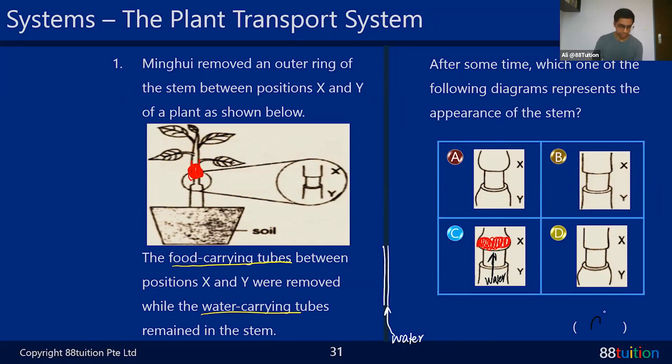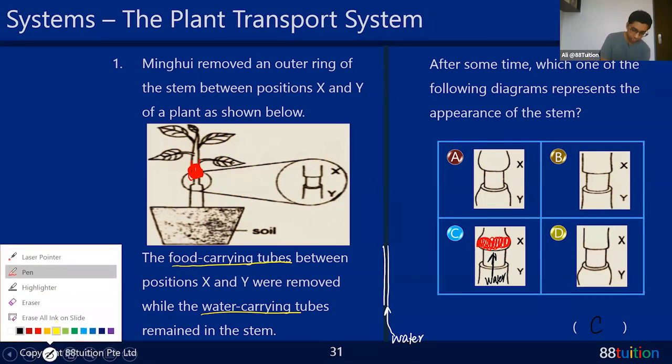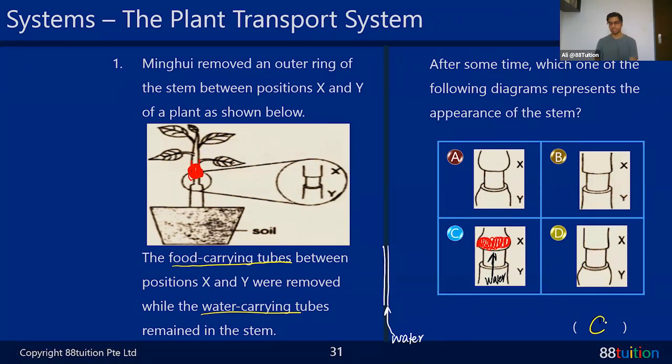So the answer is C. That's the only one where the food is getting stuck above only. The rest of them, there's swelling below and above, cannot be. This one, no swelling at all. B, no swelling at all. D, swelling at the bottom. But C has swelling on top only, which is exactly the same as the diagram we drew here. Swelling above here. Okay?